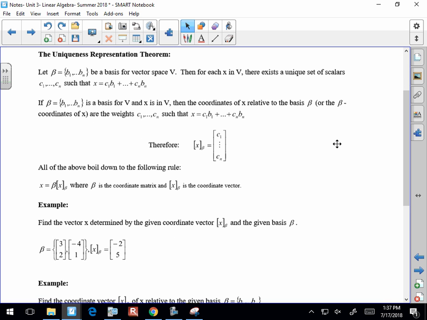All right, so beta is our basis for vector space V. For each x in V, there's a unique set of scalars, C1 through Cn, such that x is a linear combination of the basis vectors. So if beta is a basis for V and x is in V, then the coordinates of x relative to the basis, or the beta coordinates of x, are the weights, C1 through Cn, that make up that linear combination. All right, so what that's really telling us is that you have basically transformed coordinates.